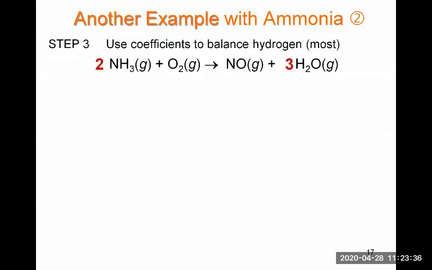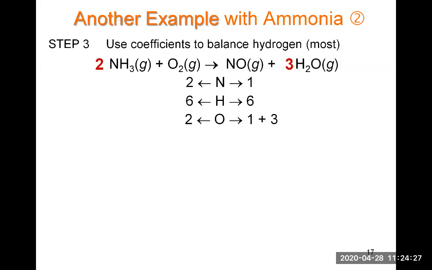So we use coefficients to balance hydrogen, and we have a 2 and a 3 now in front of ammonia and water. We need to count our atoms again. So nitrogen, we have 2 on the left and 1 on the right. Hydrogen, we have 6 on the left, 2 times 3 from the ammonia. And 6 on the right, 3 times 2 from the water. Next, oxygen. We have 2 oxygens on the left, and on the right, the count has changed. We still have 1 oxygen from NO, but 3 times 1, 3 oxygens from the water. So that's 4 oxygen on the right.